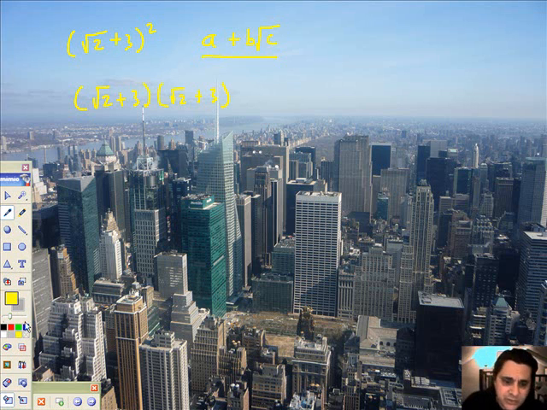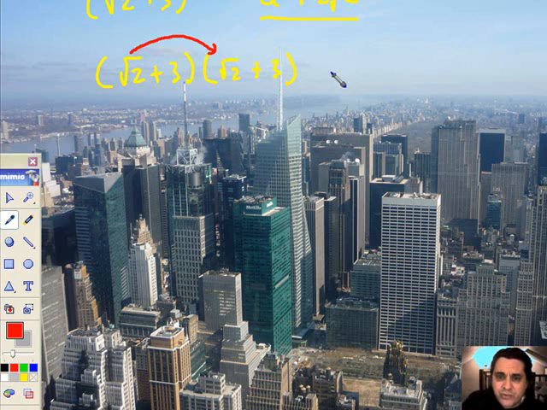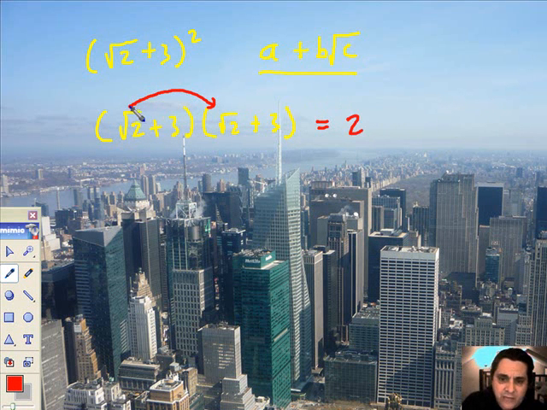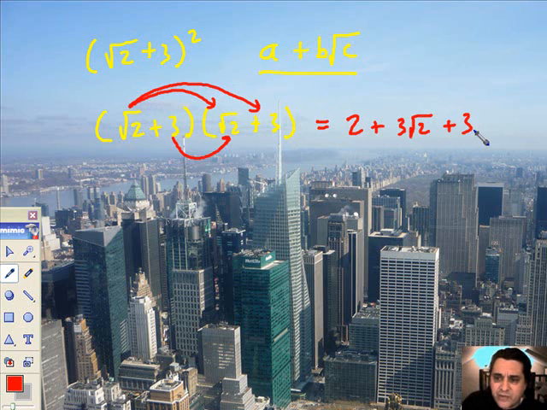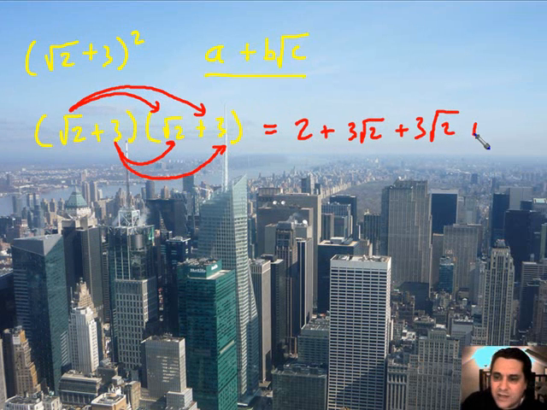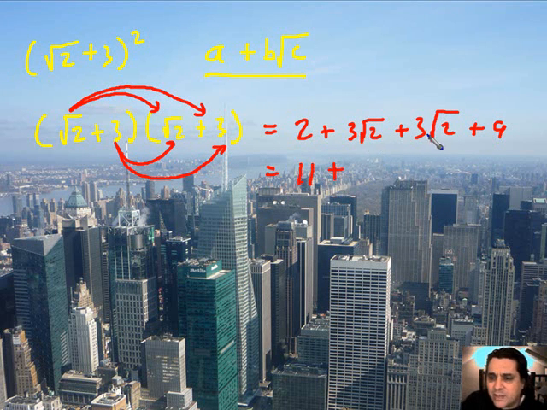Right, root 2 times root 2. Again, you don't really need to do this, but I'll do it anyway. Root 2 times root 2 is, of course, the square root of 4, which is, of course, 2. And root 2 times root 3 is going to be 3 lots of root 2. And this one now, 3 times root 2, another 3 lots of root 2. And 3 times 3 is 9, so add on 9. All together now, we've got 2 plus 9 is 11. And 3 root 2 plus 3 root 2 makes 6 lots of root 2 altogether.